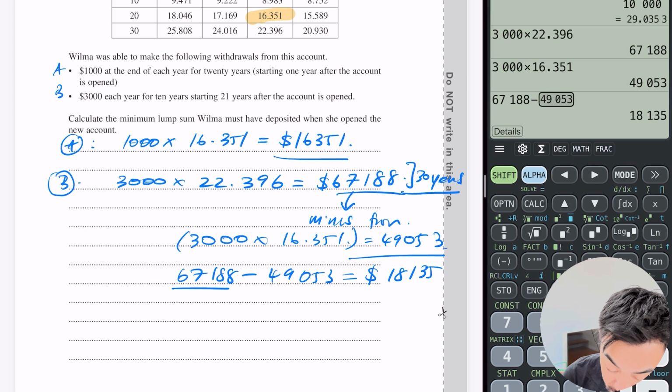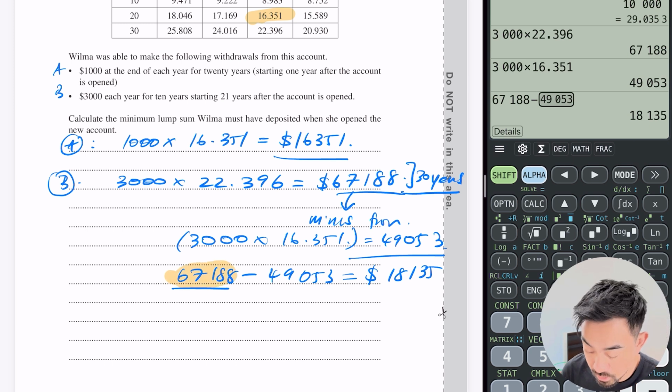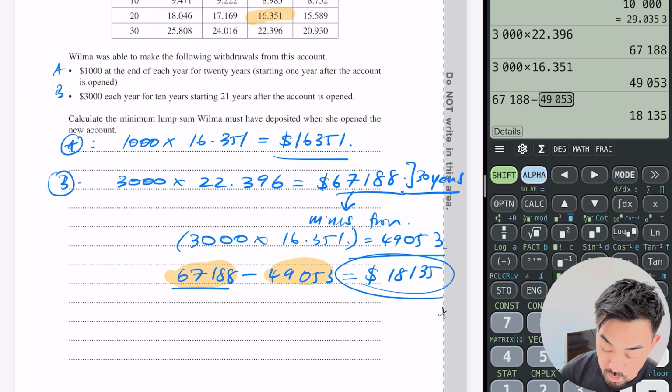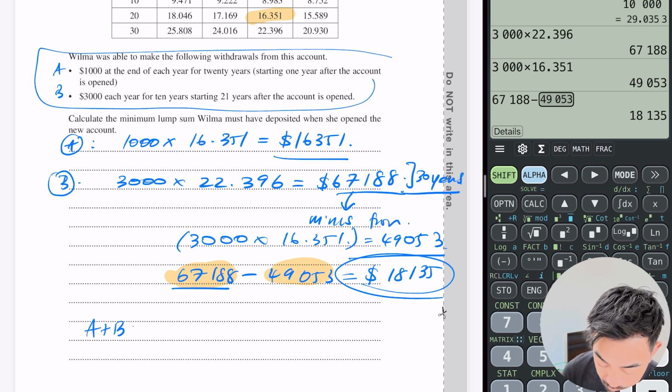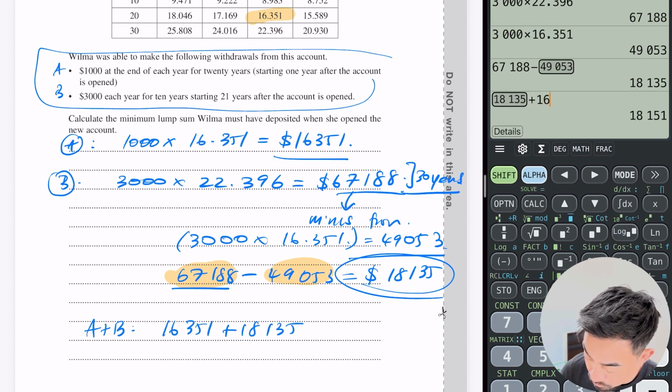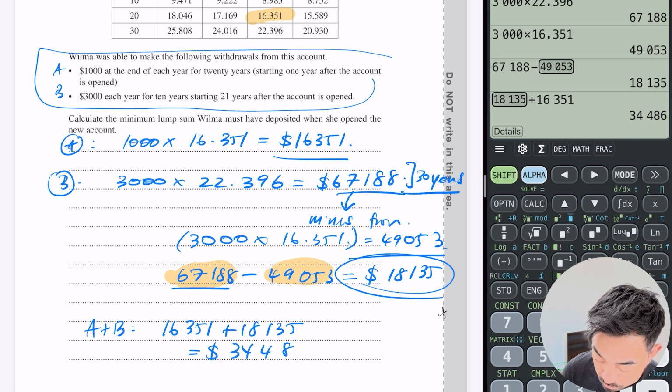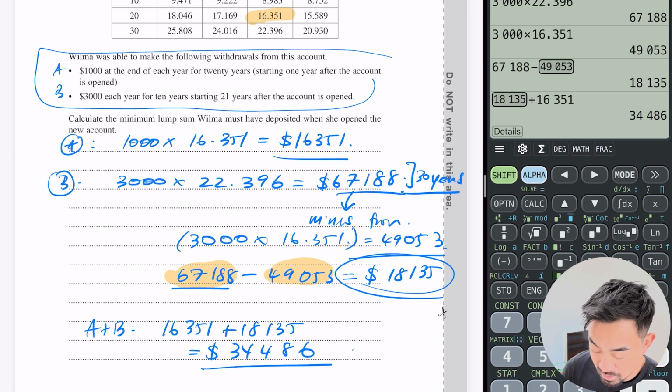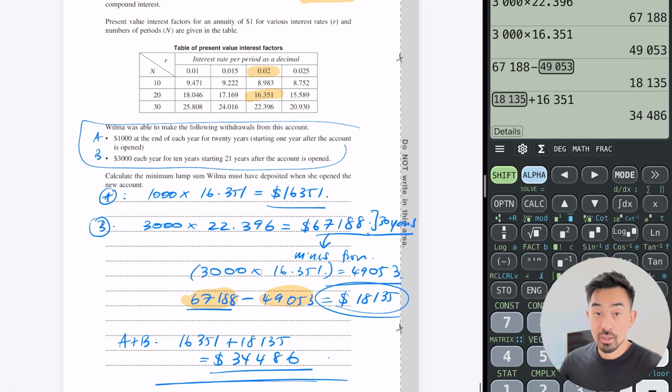Now remember, let me just back up for a second. This is for imagining for 30 years straight, whereas this one is imagining for the first 20 years. Because remember, she's only taking the $3,000 out from the 21st till the 30th year, so in those 10 years. And that gives me this number here. That's the present value. Okay, so in order to do this situation A and B, I need to add A and B, which will be 16,351 plus 18,135. So the present value will be $34,486. Okay.